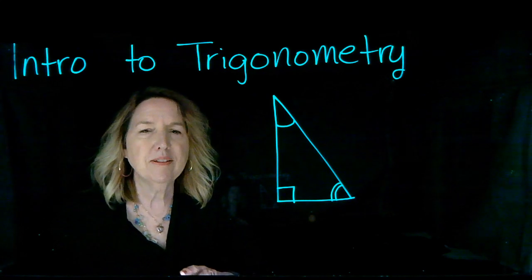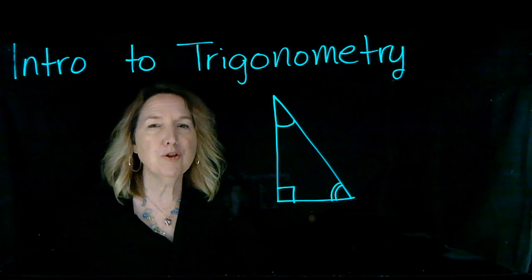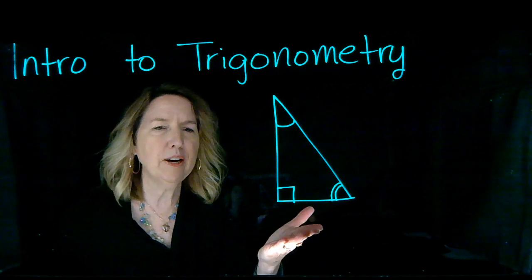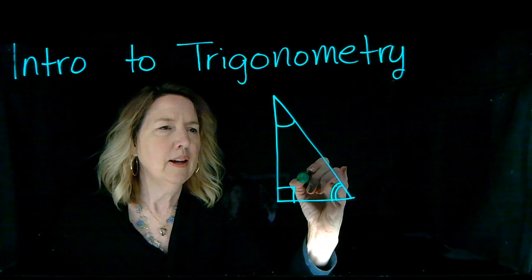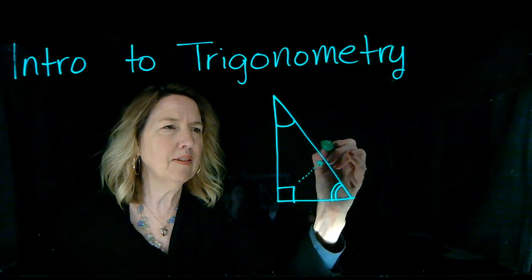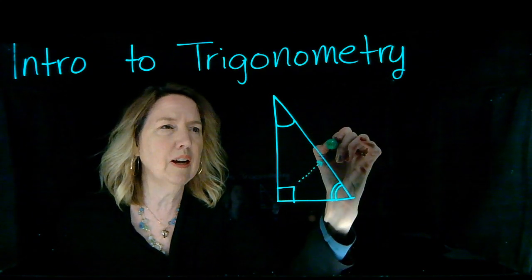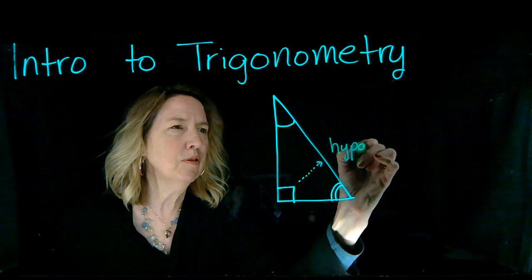Let's look at some basic concepts that you'll need for trigonometry. Here I have a right triangle. The right angle is marked with this symbol. And so that means this side over here, the longest side, is the hypotenuse.